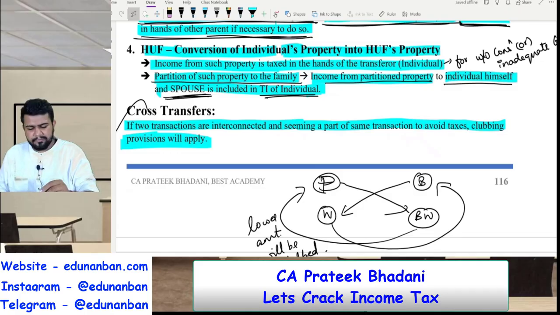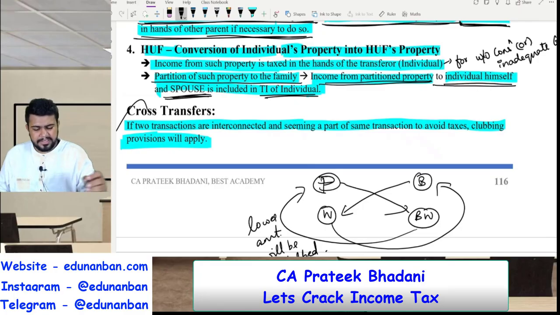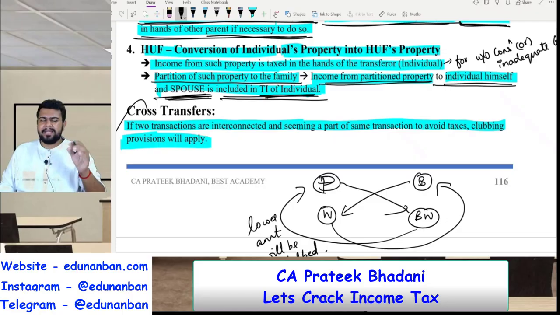So if there is partition of property to the family, then income from the partitioned property to the individual himself and the spouse is included in the total income of the individual. I hope you are clear with the provision.